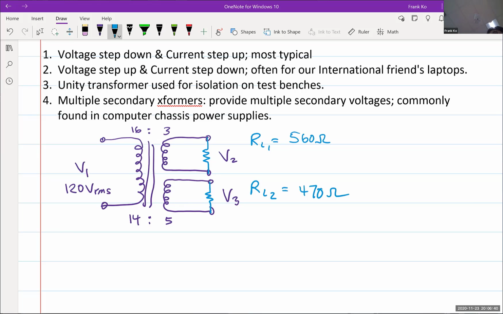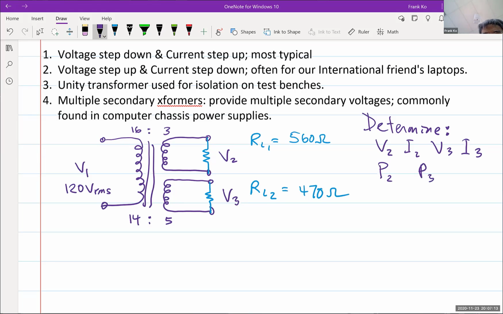Okay, so you're going to be tasked with finding the following. Determine V2, I2, V3, I3, P2, P3. Let's go ahead and play with this and see how we do on this.